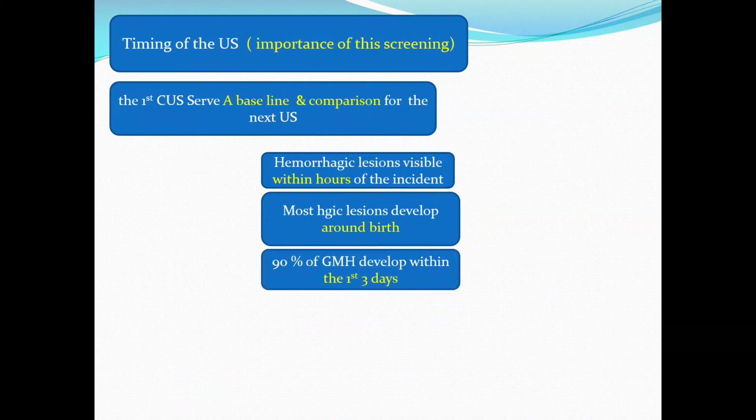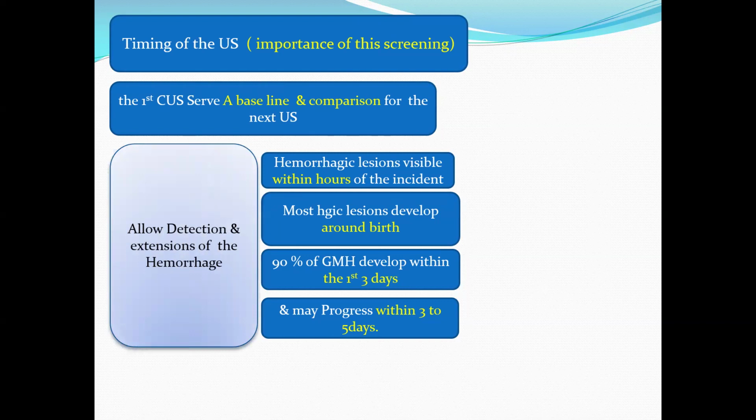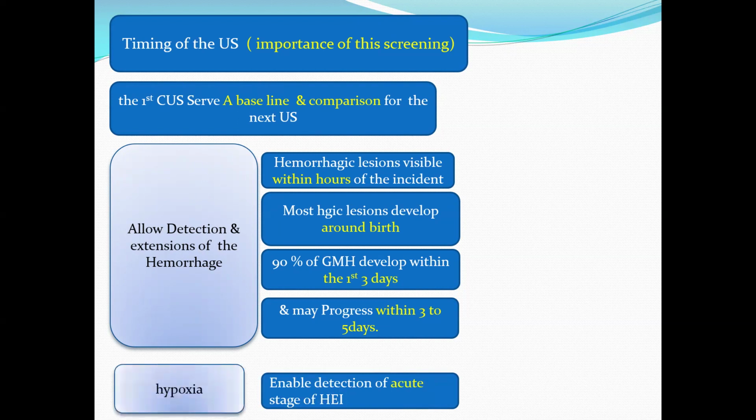90% of germinal matrix hemorrhage develops within the first 3 days and may progress within 3 to 5 days. So this screening program allows detection and extension of the hemorrhage. Second, it enables detection of the acute stage of hypoxic ischemic encephalopathy. So both topics are covered, hypoxia and hemorrhage.